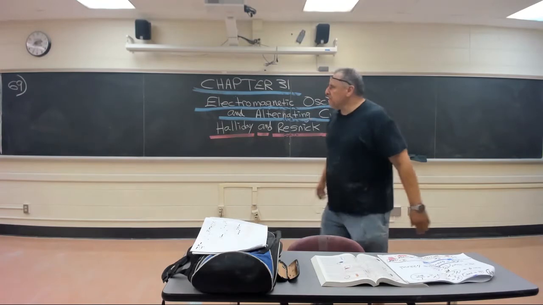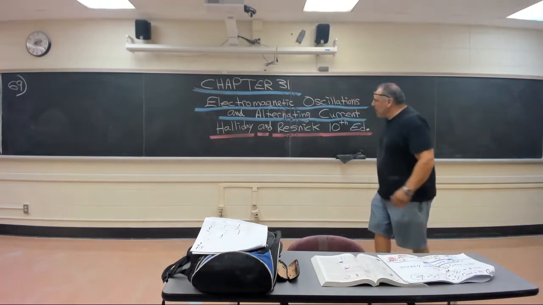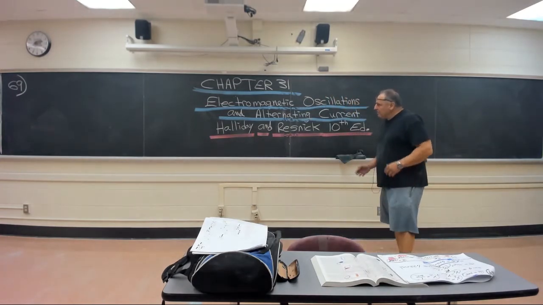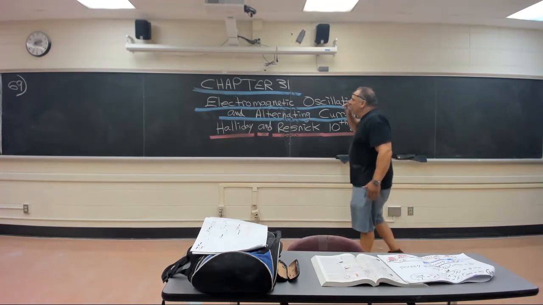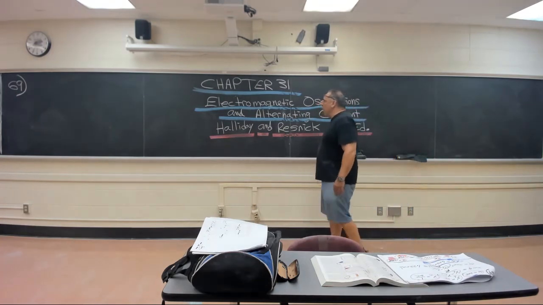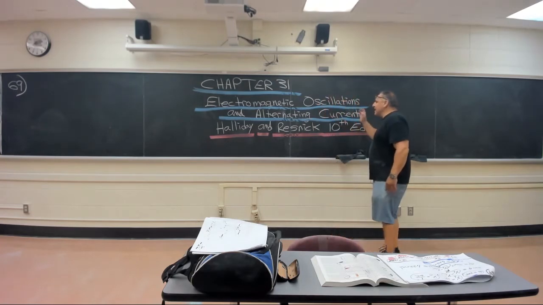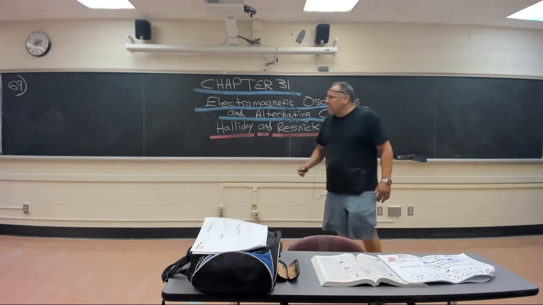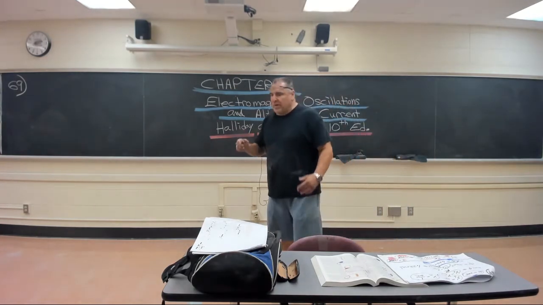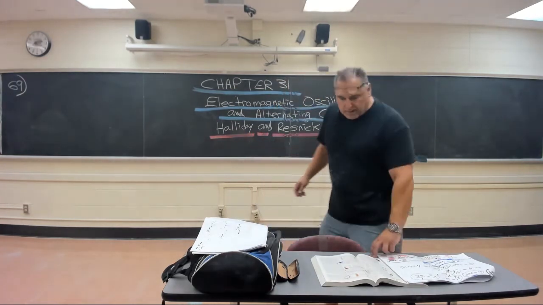Hello, everyone, again. Let's keep talking about the Halliday and Resnick book, 10th edition. Let's talk about chapter 31, Electromagnetic Oscillations and Alternating Current. Let's take a look at problem number 69.